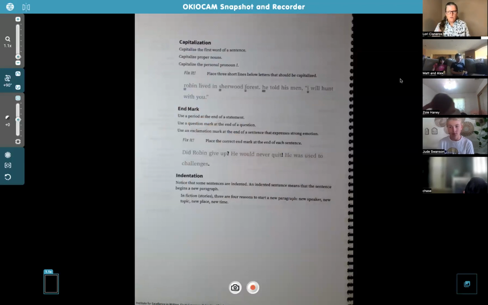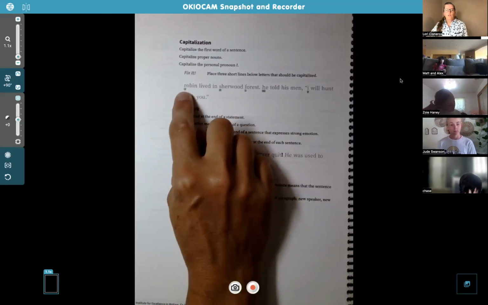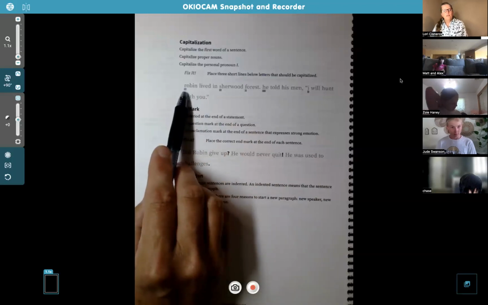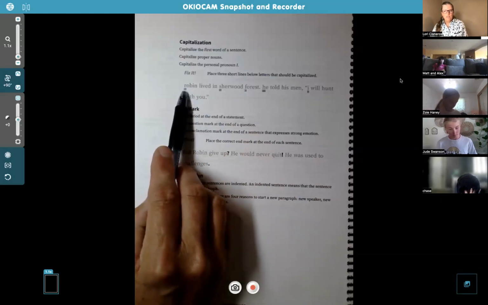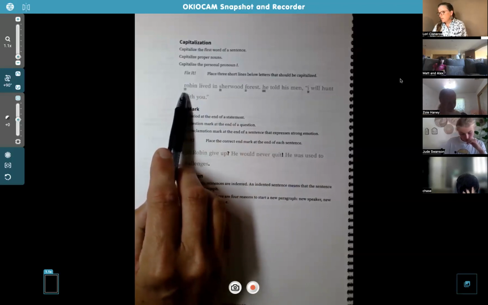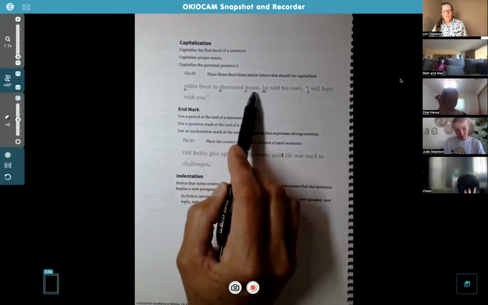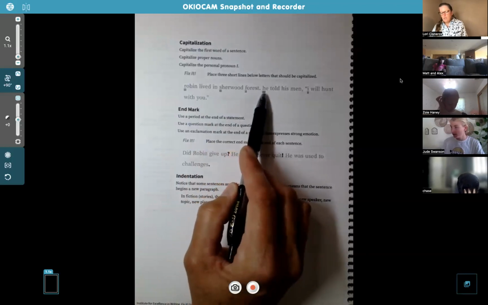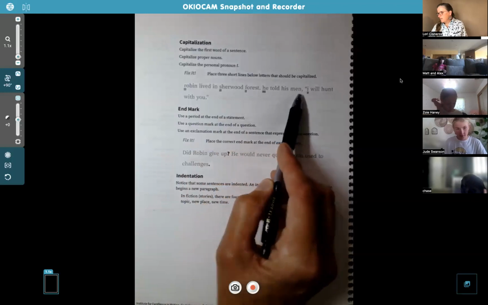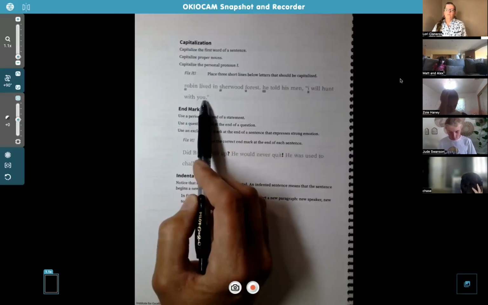Capitalization is for names or the first word of the sentence or the word I when it's by itself. And to fix it in this book, you're going to put 3 little lines under the letter that needs to be capitalized because they made mistakes on purpose in this book, and your job is to find them and fix them. So 3 lines under Robin. Robin lived in Sherwood Forest. That's a name. So 3 lines under those. He, because it's a new sentence, he told his men, I, anytime you have I by yourself, by itself, you capitalize, will hunt with you.